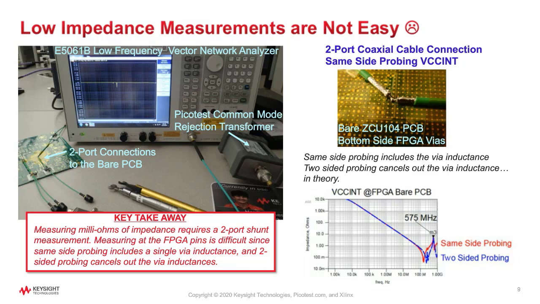Is it at the internal plane layer? Is it at the top of a single via? Or is it the impedance seen by the FPGA with all of the power and ground vias connected together at the package pins? Comparing same-sided probing and two-sided probing in the plot on the bottom right shows the variation in inductance at high frequency that can be expected with the different measurement methods.